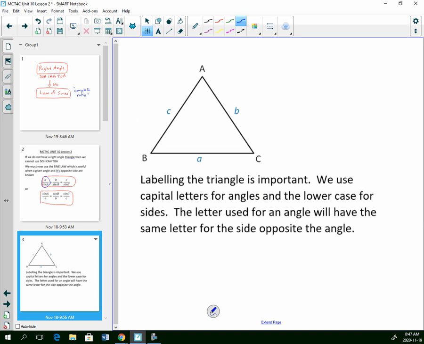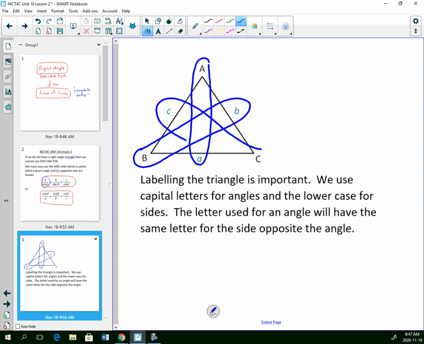Labeling is important. In the triangle, we use capital letters on the corners, on the vertices, and then we use the same letter, but lowercase, on the side opposite. So if this is angle A, then opposite would be side A. If this is B, opposite is side B, and the same for C. That's really important with law of sines and law of cosines, okay? It doesn't have to be A, B, C. It could be P, Q, R. It's always the same. If it's angle P, it's side P.